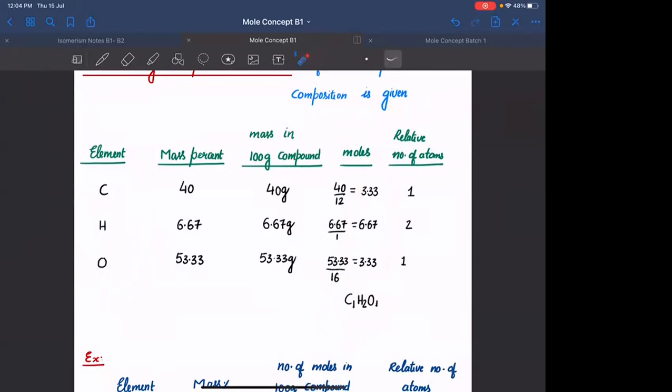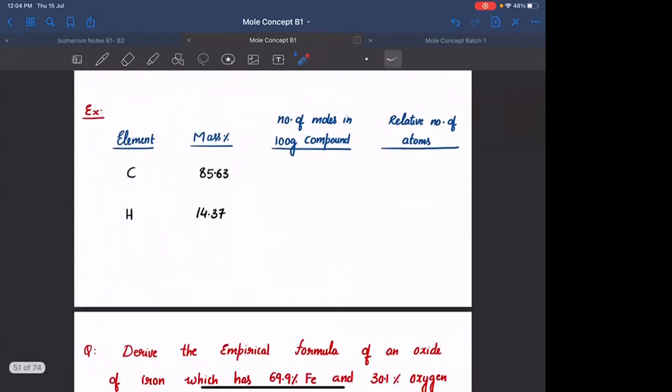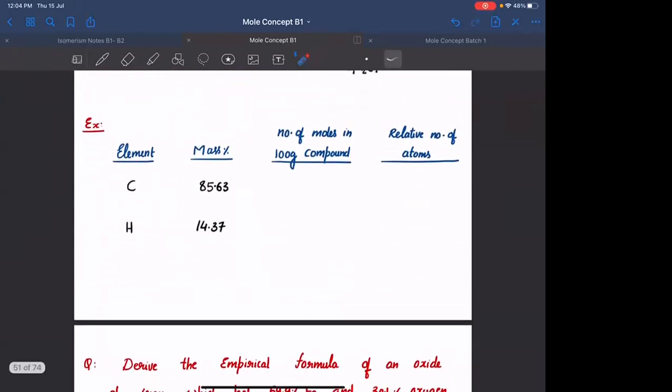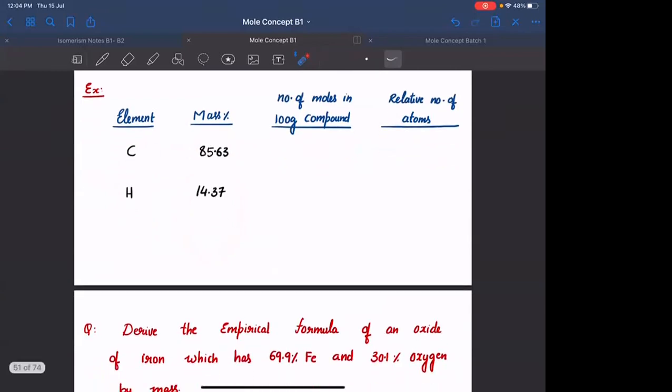Is that clear? Okay. Please calculate the empirical formula of a compound having carbon and hydrogen, and their mass percentages are given: 85.63 and 14.37. Calculate this.